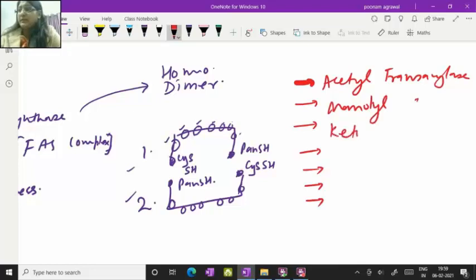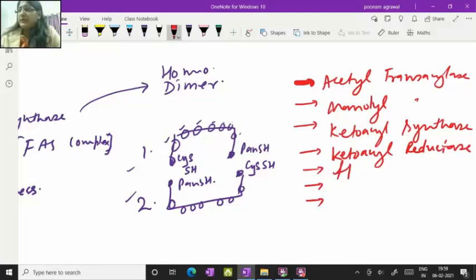Then you have the third catalytic domain as ketoacyl synthase. Then you have ketoacyl reductase domain. Then you have hydratase domain, which is going to remove the water to create the enoyl chain, or the chain having a double bond.